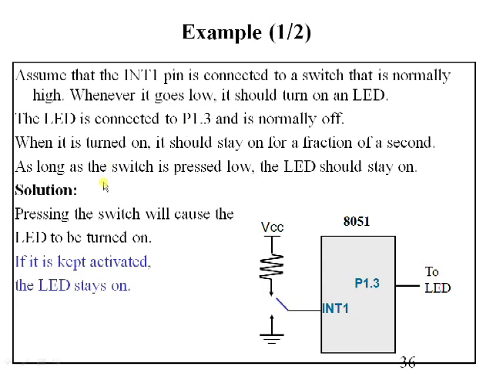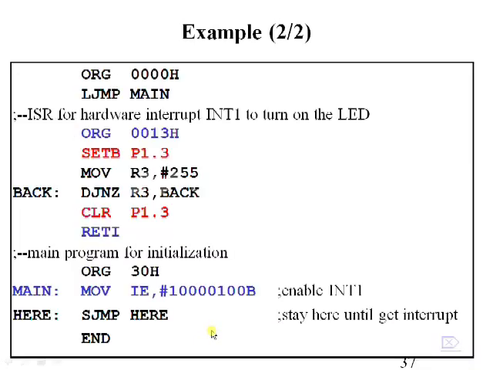So here we have to connect one switch to the INT and it is normally high. Whenever this switch is pressed, it will be connected to logic ground. Okay, that means it will be receiving a 0. It means we have generated an interrupt. Now whenever this interrupt is generated, we have to turn on an LED which is connected to P1.3, and it should stay on for a second, and we have to keep this particular LED on as long as the switch is pressed. Okay, let us see how to do that.